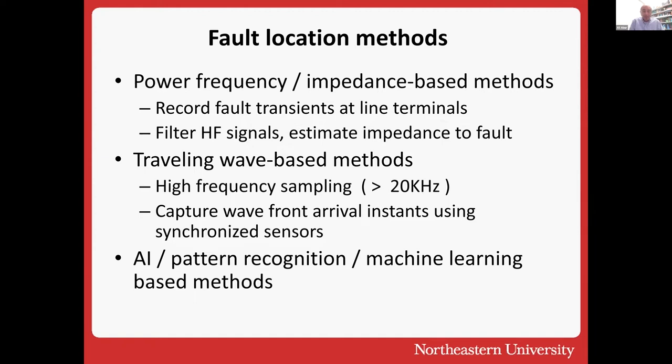It has been studied in the past by many people. The solutions offered can be categorized under three categories. Obviously, you can probably group them in different ways, but this is one way I look at it. One is those techniques which use the power frequency. In other words, you filter out the higher frequencies and try to capture the 60 hertz signals, and having the voltage and current captured, you try to find the effective impedance looking into the line. When there's a fault, this impedance certainly becomes much smaller, and based on that you try to estimate the location of the fault.